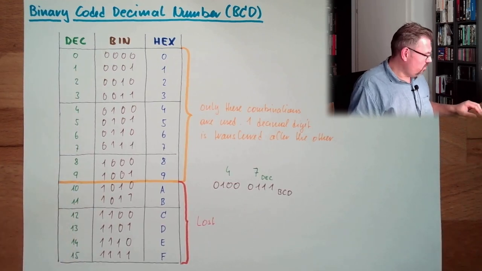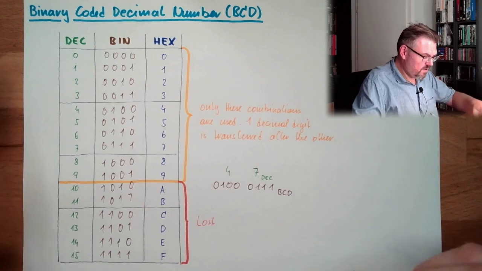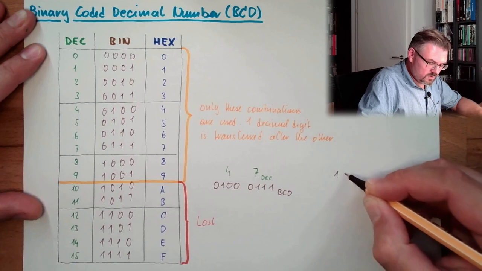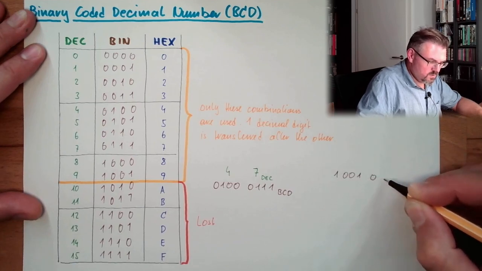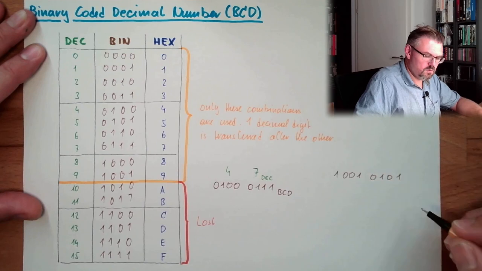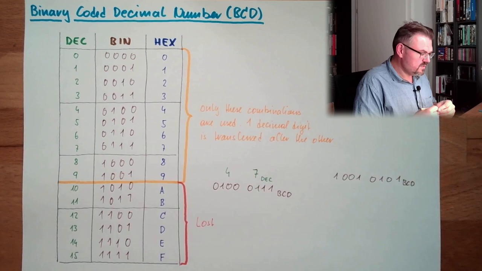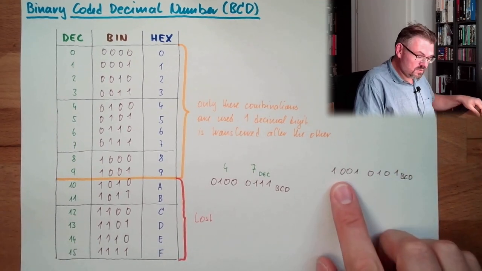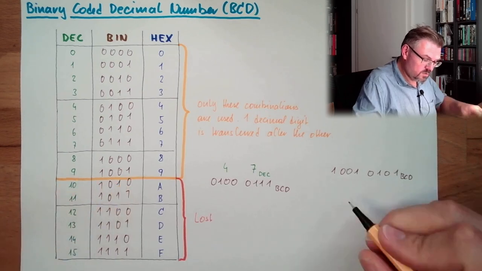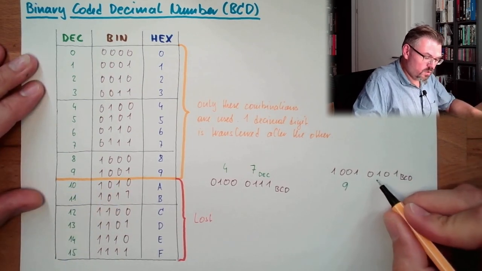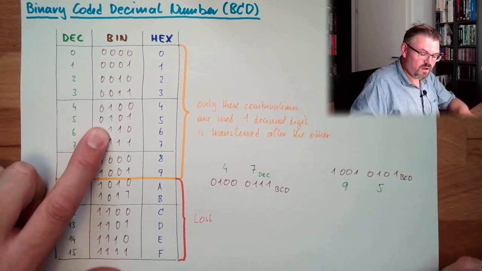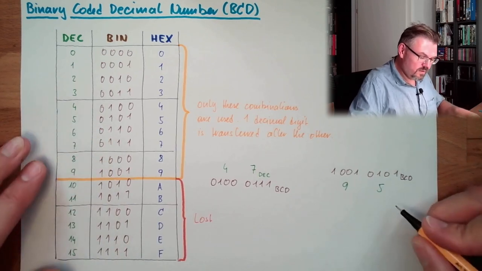If you would have a BCD number, let's say 10010101 BCD, you simply do it one by one. So 1001 is 9, so this is 9. And 0101 is 5, so that's 95 if I write it in decimal.